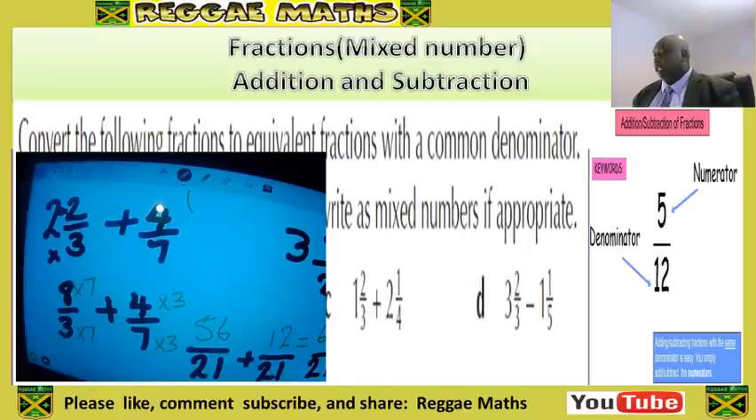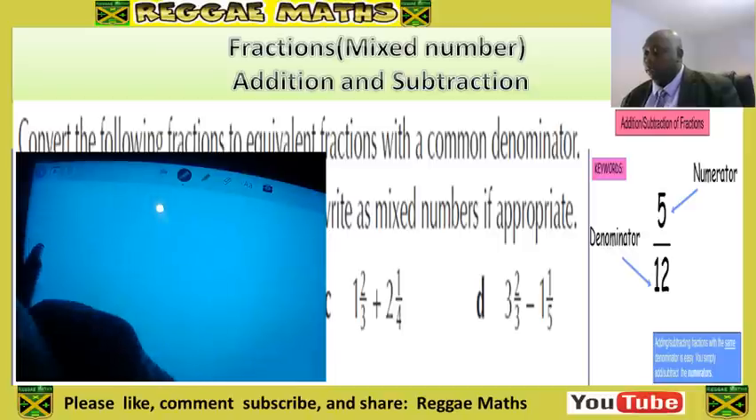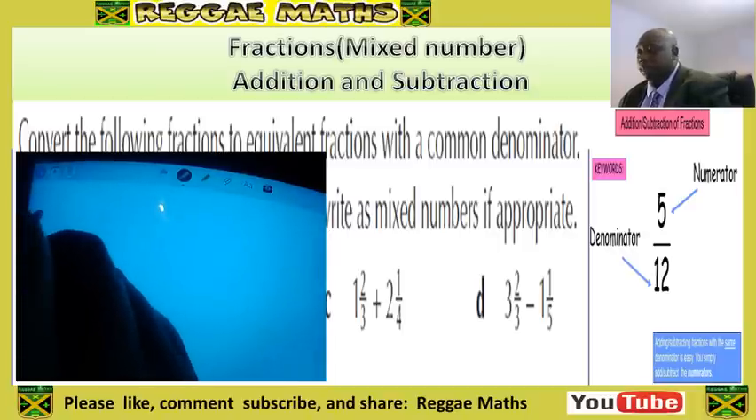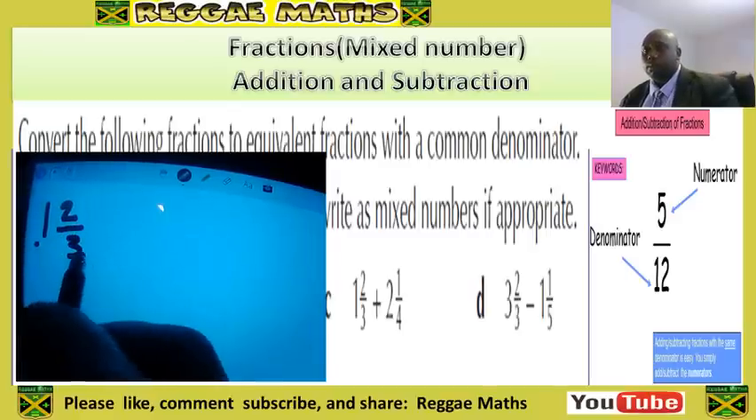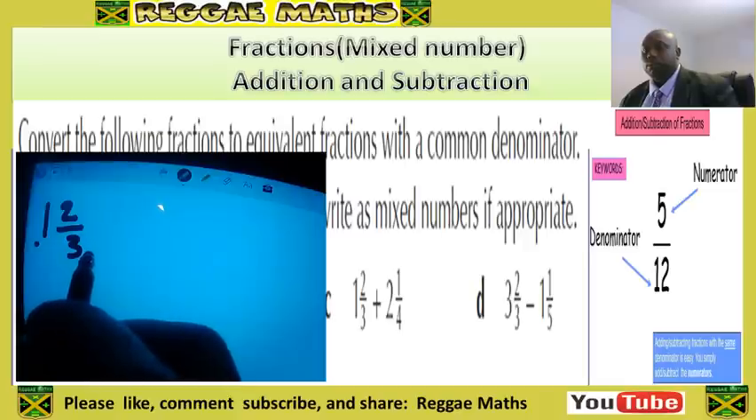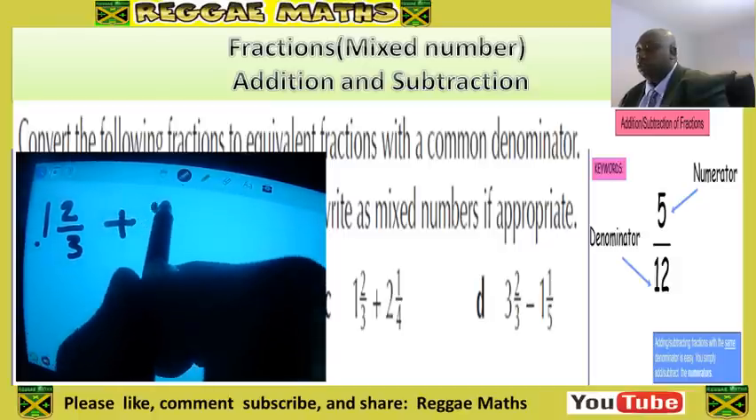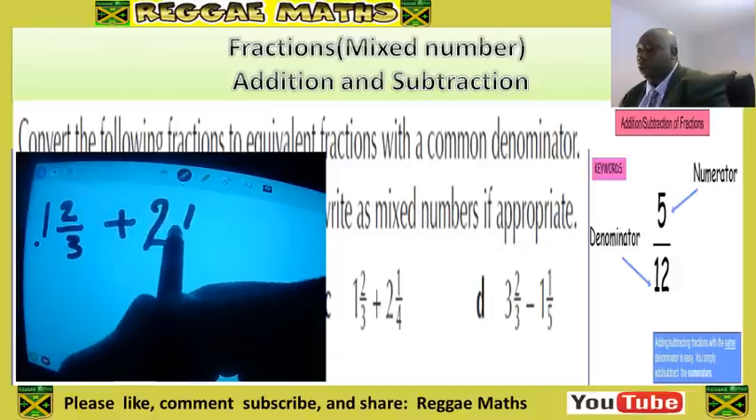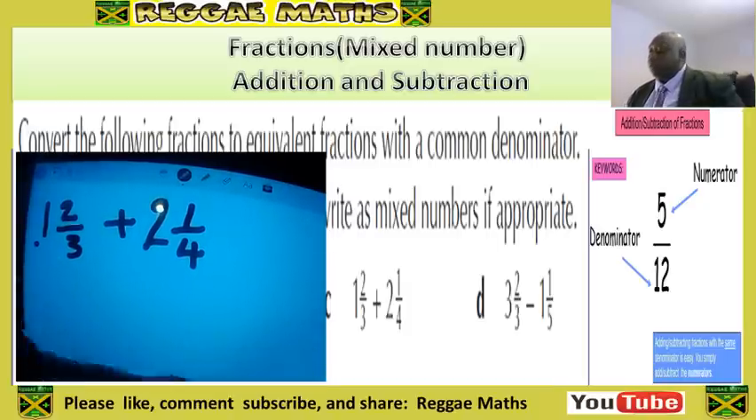Okay, now we're looking at the next question. The next question you got there is 1 and 2/3 plus 2 and 1/4. So you notice here mixed numbers.